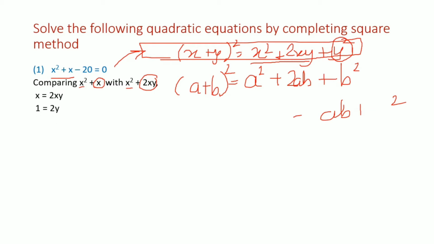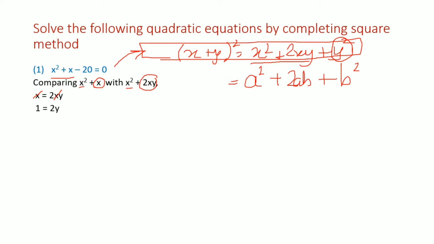Why am I writing this, children? Because when this x will go on the other side, it will get cancelled. This x and this x will be cancelled because x will go in the denominator, and you'll be left only with 1 is equal to 2xy. Then we shall proceed further and find out what is y.